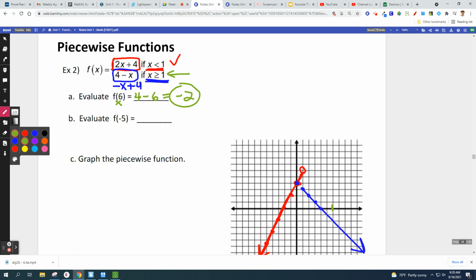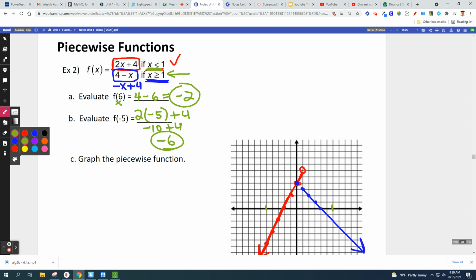So we look at negative 5. Negative 5: 1, 2, 3, 4, 5. Negative 5 is over here as an x number. Is that going to be red or blue? That's going to be red, all right? And think about it. What we're doing is we're saying, well, x is less than 1. Well, negative 5 is less than 1. So we look at that red piece, and the red piece says 2 times the x number plus 4. That's negative 10 plus 4, which is negative 6. Got it.